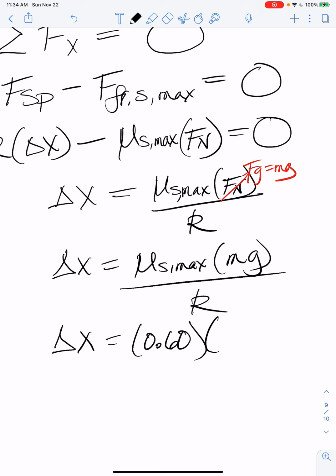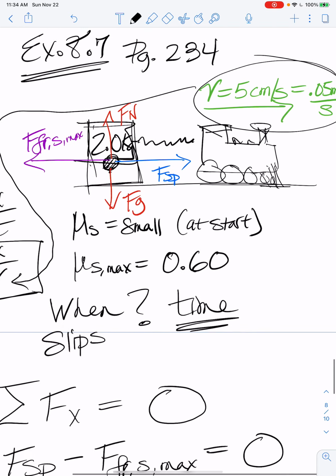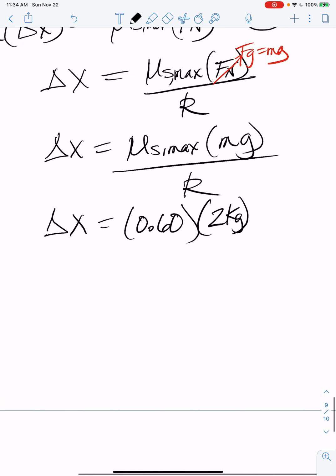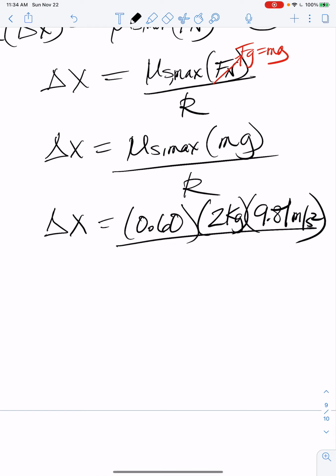Mass, did they give us a mass? They had to. It's a 2 kilogram block. I already forgot. I wrote that down up there, I think. Didn't I? Yeah. All right, g is 9.81. Notice this is all about the mass. We don't care about the mass of the train. This is the mass of the block.